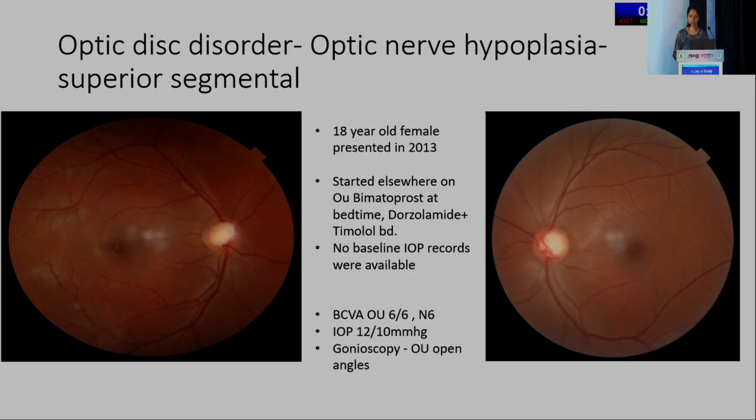This is another example of an optic disc disorder, optic nerve hypoplasia, which is superior segmental. An 18-year-old presented to us in 2013 with glaucoma medication started elsewhere, with no record of high IOP. On examination, the right eye disc shows superior notching with a nerve fiber layer defect, but on careful examination, there's a subtle pallor of the superior rim with a scleral halo.